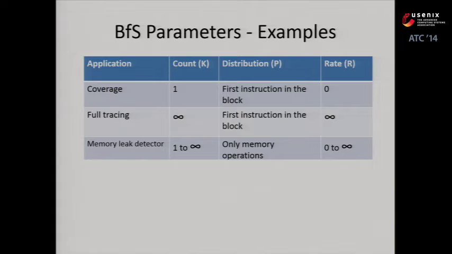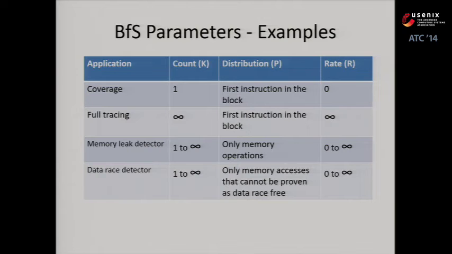If you want full accuracy, we would go for setting k to infinity. Otherwise, we can lower k and adjust r in order to tune our overhead. Finally, another application can be a data race detector in which a sensible distribution would instrument all memory accesses that cannot be statically proved as data race free.